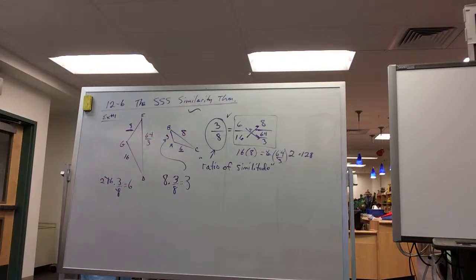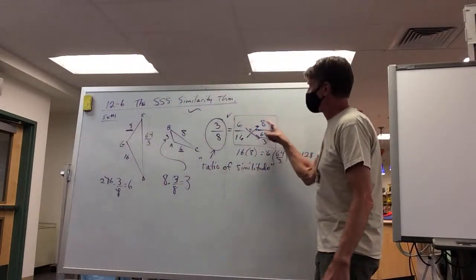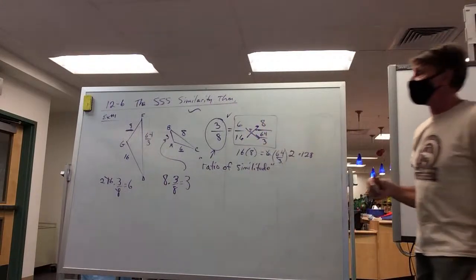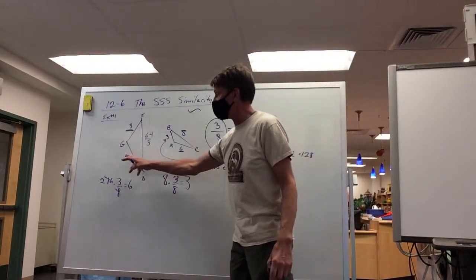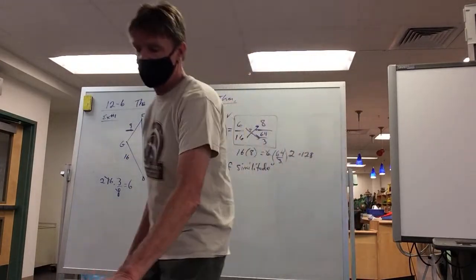So we can take the ratio of similitude, and instead of working with a proportion where we're missing one of these numbers and we put in a variable for x and solve for x, we can just use the ratio of similitude to multiply a length to come up with a corresponding side length.